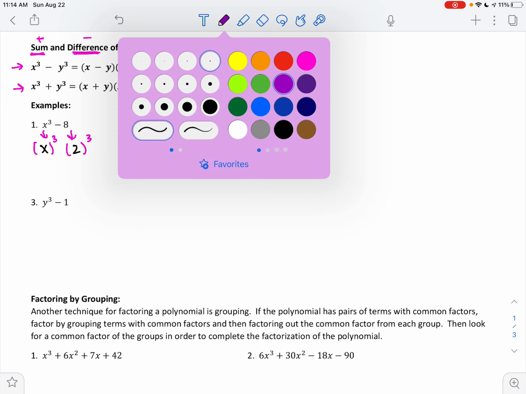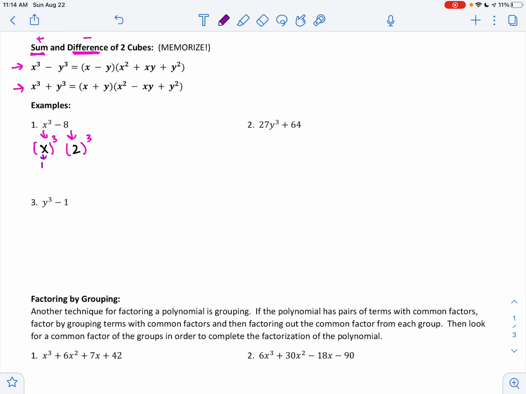Because I am subtracting, here x is going to represent the x in the rule, and 2 is going to represent the y in the rule. So again, I'm using this rule that is right here. So I'm going to have x minus 2 times x squared is just x squared, plus x times 2 is 2x, plus 2 squared is 4.